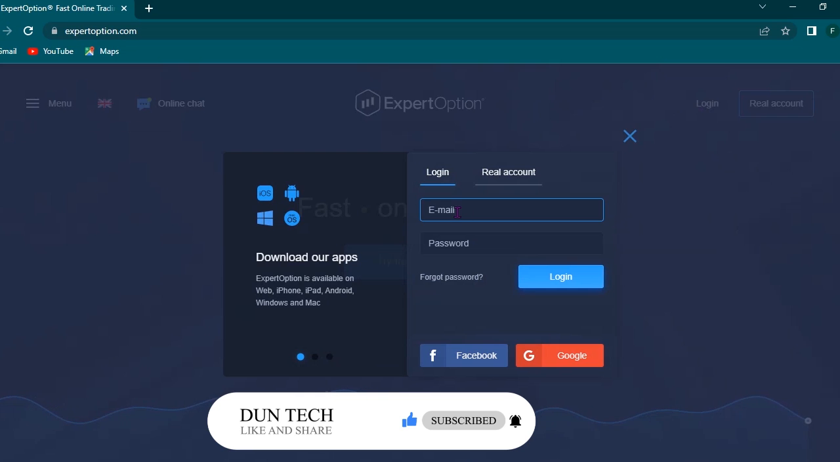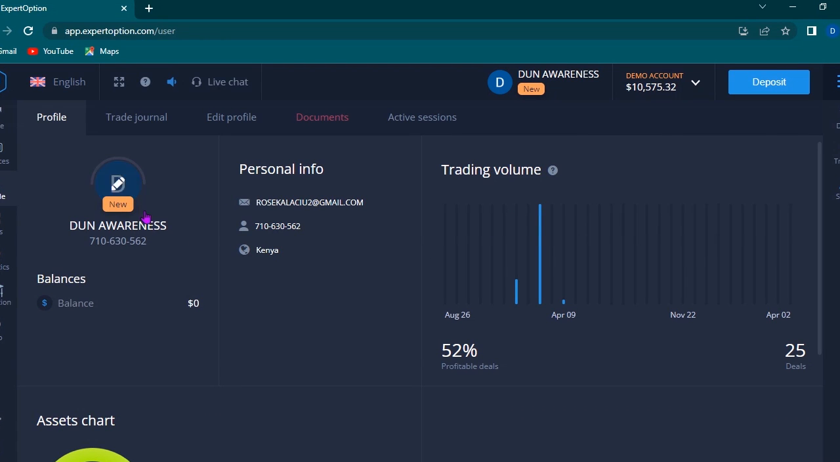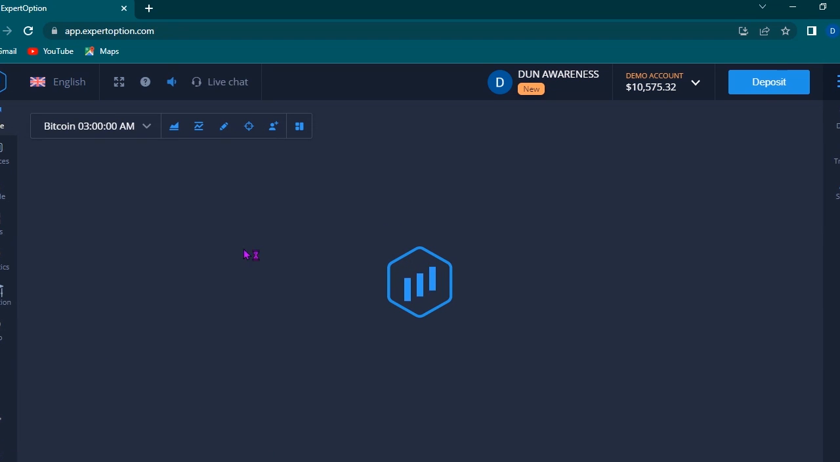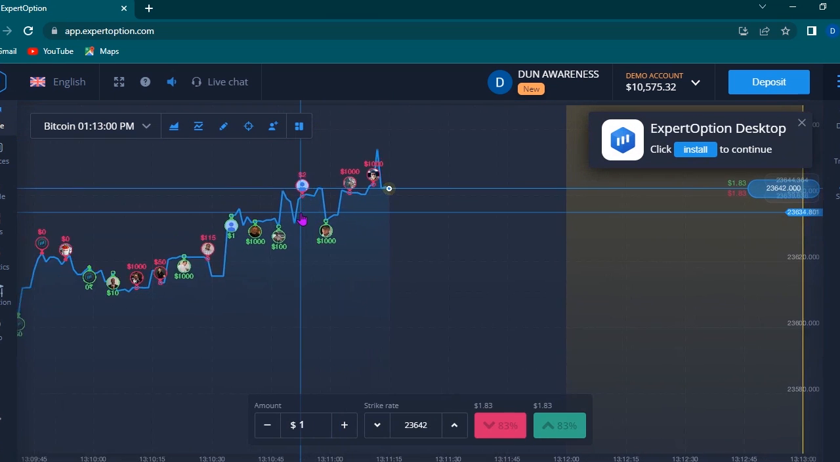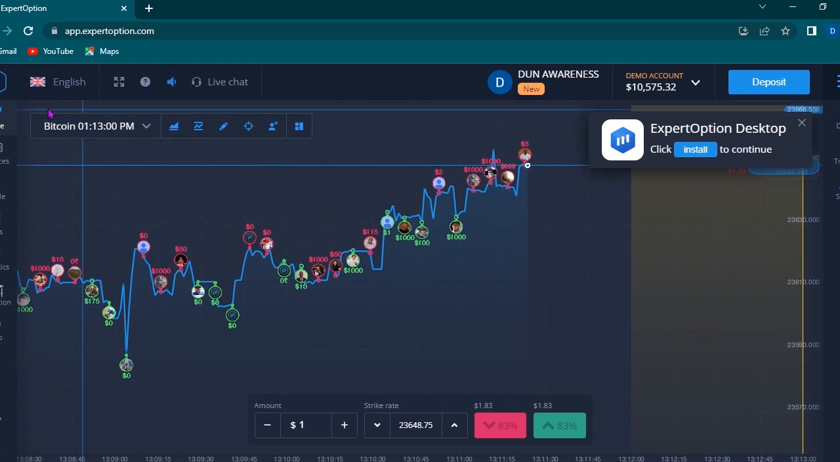Click log in. You can log in to a real account and also to a demo account. Let me log in first and show you how it looks the first time. The moment you log in for the first time, it takes you to the home page, and what you see on the home page is Bitcoin. You can select euro or other assets by clicking where Bitcoin is and clicking other.